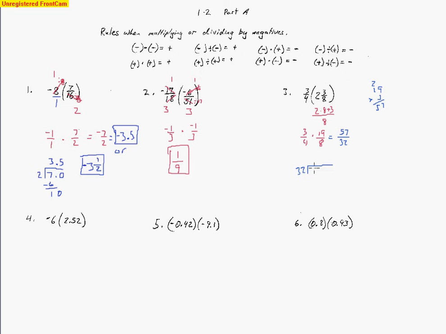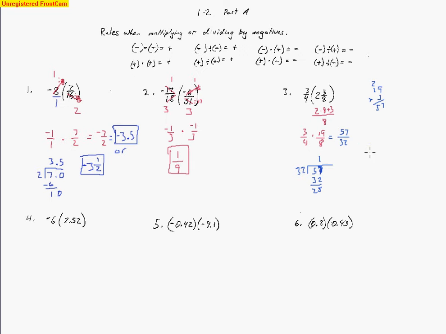I need to divide 32 and see how many times it goes into 57. It just goes in there 1 time. And so now I've got 1 times 32 makes 32. Do some subtraction. I'm left with 25 left over.